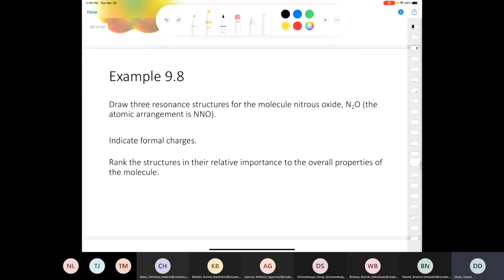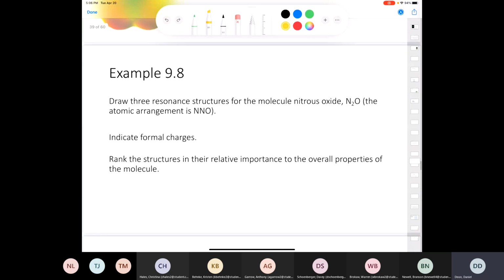Let me show you an example. This is example 9.8, which comes straight out of your textbook. It simply tells you to draw three resonance structures for the molecule nitrous oxide, which is laughing gas. And it tells you that the atomic arrangement is N followed by another N followed by an O. Then it asks you to indicate the formal charge. Then it asks you to rank them in order of their relative importance to the overall molecule. Well, I'm going to show you how to do that.